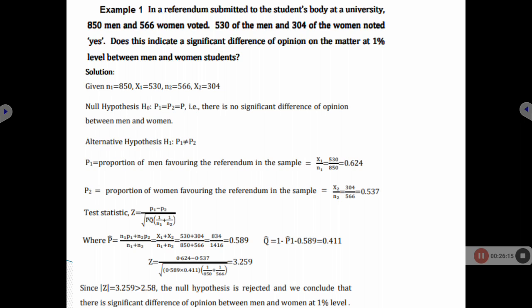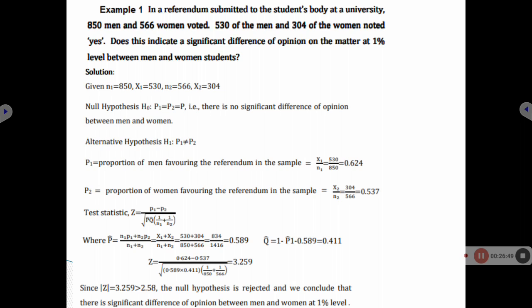Okay, now we are going to use our test statistic. Z is equal to P1 minus P2 divided by root of PQ into 1 by N1 plus 1 by N2. So here we have to find the P cap and Q cap value. In order to find the P cap value, we are using the formula N1 P1 plus N2 P2 divided by N1 plus N2. As I said in the previous slide, we know that N1 P1 value is X1 and N2 P2 is equal to X2. So X1 plus X2 divided by N1 plus N2.